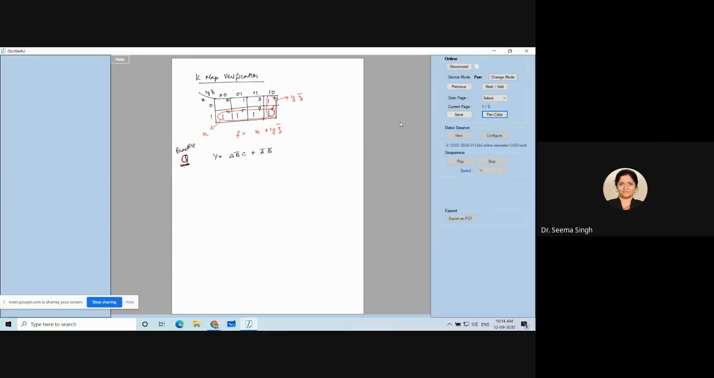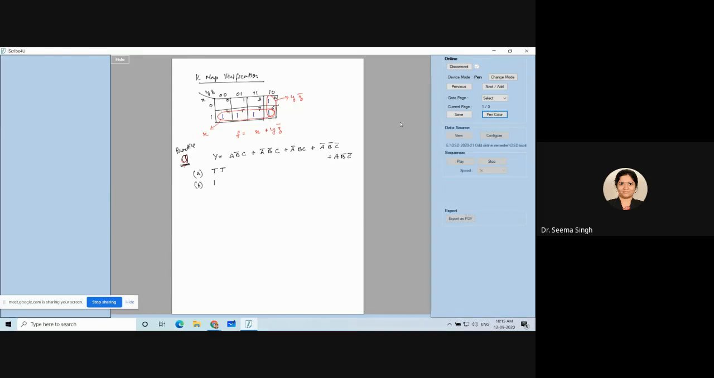Okay. Question is A B bar C plus A bar B bar C plus A bar B C plus A bar B bar C bar plus A B bar C bar. Okay, I am repeating: A B bar C, A bar B bar C, A bar B C, A bar B bar C bar and A B bar C bar. Okay, what all you have to do? Number one, you have to make a truth table of this.